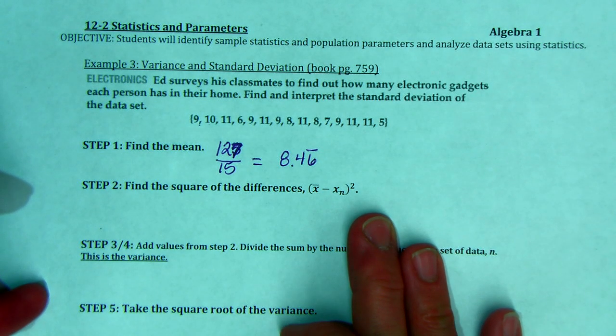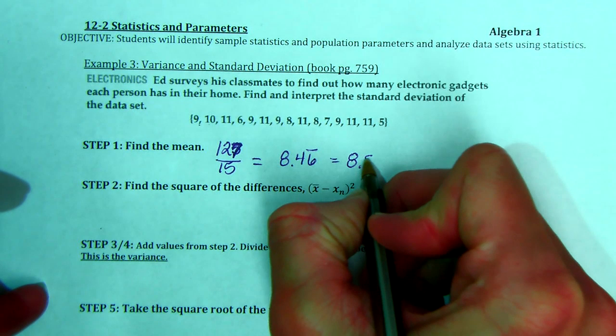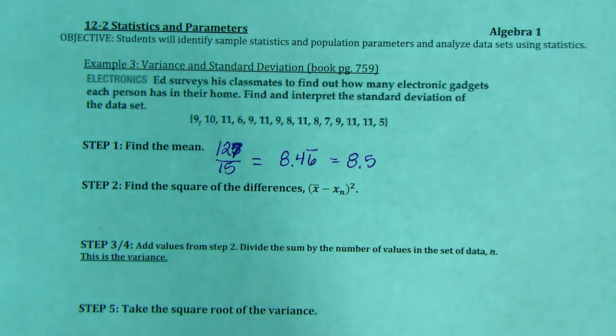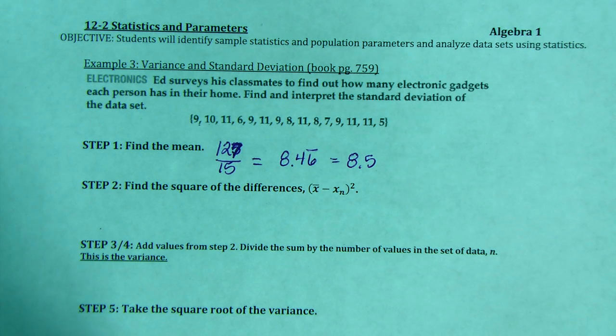Just to be sure, I want to sum it one more time because I want to make sure I have the right number before I do all my calculating, because that would be a lot of calculating for nothing. 8, 7, 9, 11, 11, and 5. 125 divided by 15. Now that time I got 125.